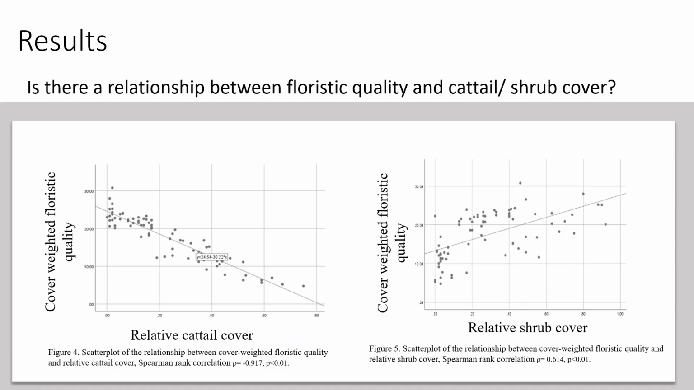So returning back to my questions, the first one was if there is a relationship between floristic quality and cattail or shrub cover. In Figure 4, we can see a strong negative relationship between cattail cover and floristic quality. We also surprisingly see a positive relationship between shrub cover and floristic quality in Figure 5. Restoration efforts to remove cattail or reduce its cover may improve the floristic quality of the peatland, which is a common goal for land managers.